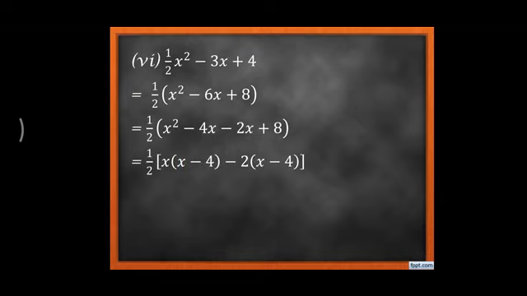Now half will remain outside. From the first two terms we have x common. In the bracket it will remain x minus 4, and in the last two terms we have 2 common, x minus 4 in the bracket. So we have half outside, x minus 4 into x minus 2. These are the factors of the polynomial half x square minus 3x plus 4.